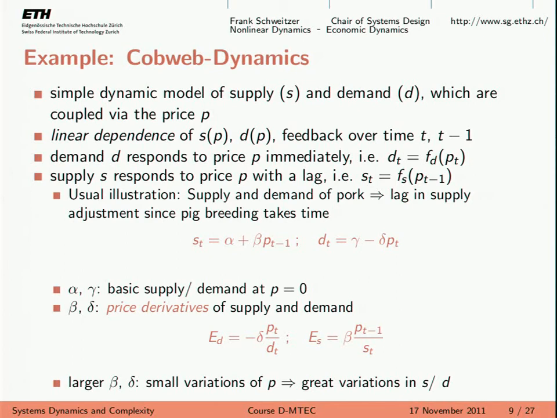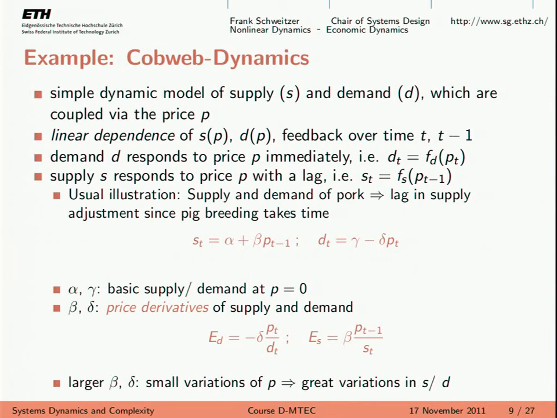So you need some technological time. You need some time to produce your units. So you can't adjust your supply immediately. And the popular example is with pigs. You need some time to breed the pigs. So if the price increases suddenly, you want to produce more, obviously, but you can't really produce more today. You have to wait maybe a year to do this.